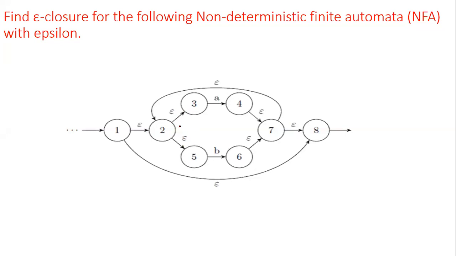And epsilon closure of 3 means, epsilon closure of state 3. Is there any other epsilon transition from state 3? Students, respond. Any other transition with epsilon moves from state 3?